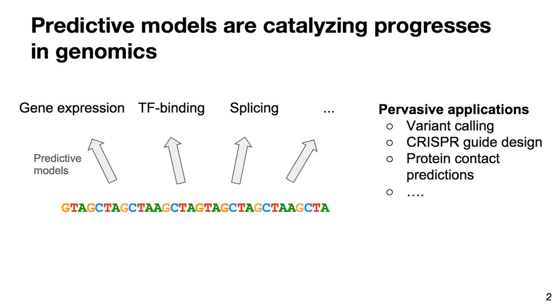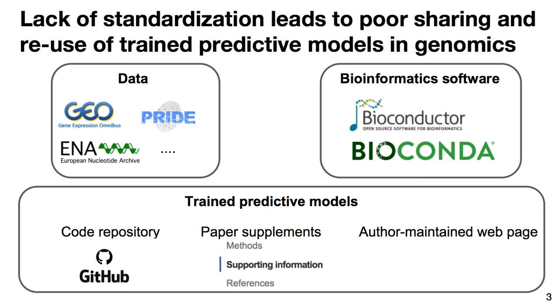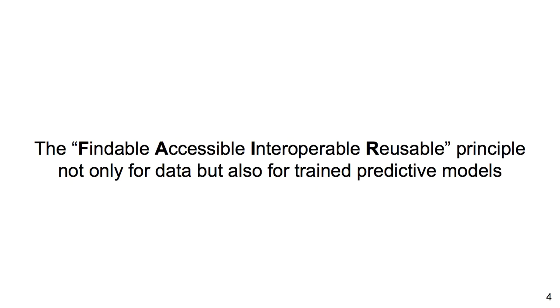Predictive models are catalyzing progress in genomics, with applications spanning raw data analytics such as variant calling, but also bioengineering and genotype interpretation. However, and in striking contrast to previous efforts to share data or libraries and software, the genomics community has mostly relied on individual solutions to share trained predictive models. We argue that the FAIR principles also apply to trained predictive models.